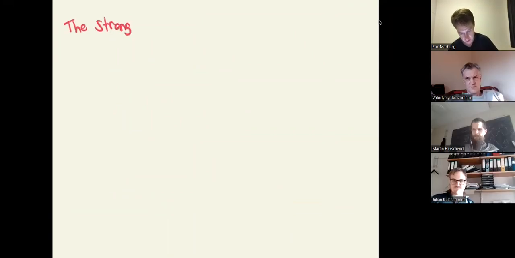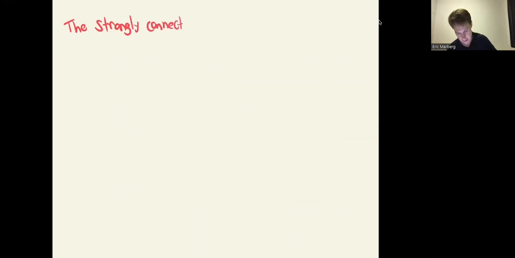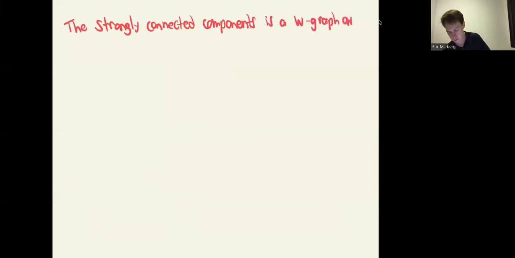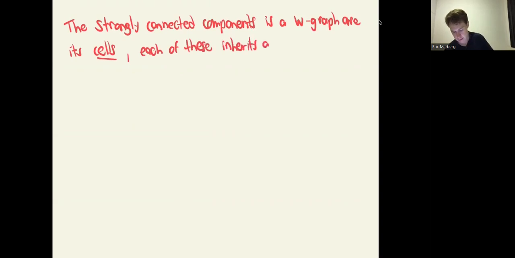But that is kind of a big representation. So a natural thing to ask is, how would we decompose it into smaller pieces? So this is where we introduce the notion of cells. The strongly connected components in a W graph are its cells. And each of these inherits a W graph structure.